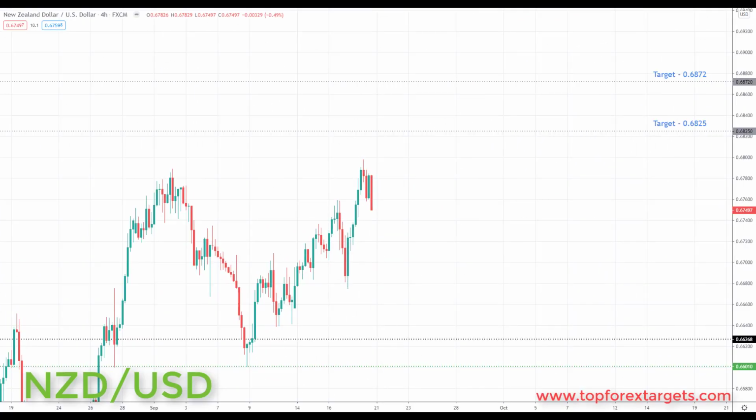So the next market we're going to look at is New Zealand dollar. Now last week we started the week in this area and we were looking for a rally. We rallied into the high over here and we stopped just short of the target at 0.68250 and we started to pull back towards the end of the week.